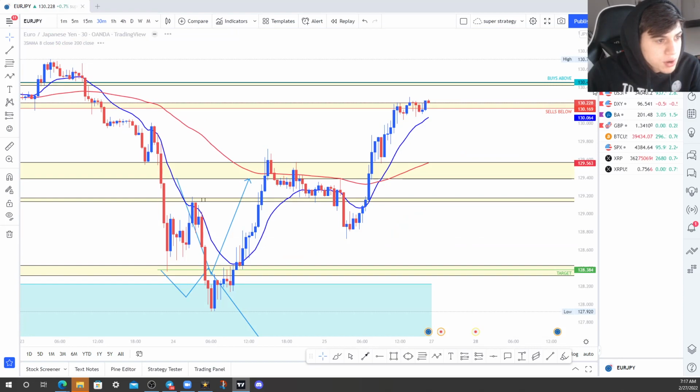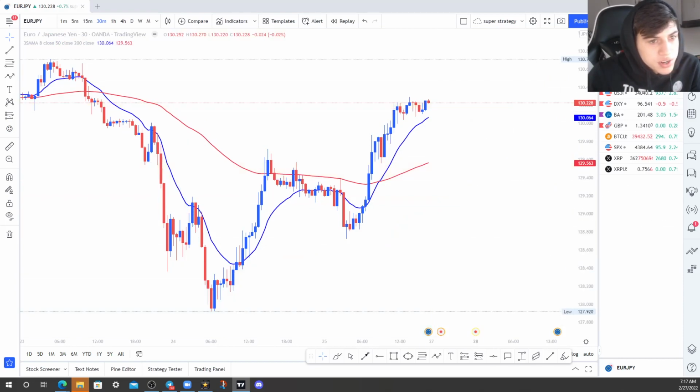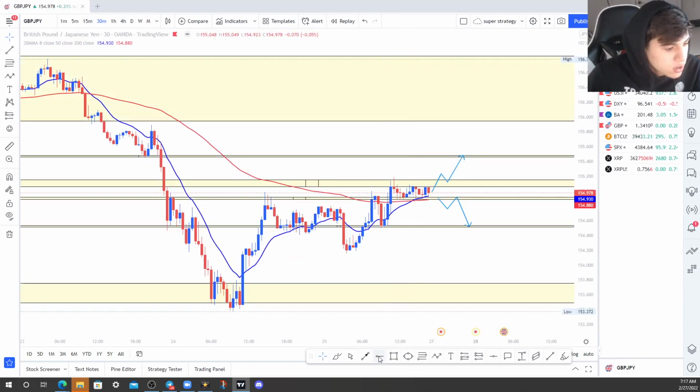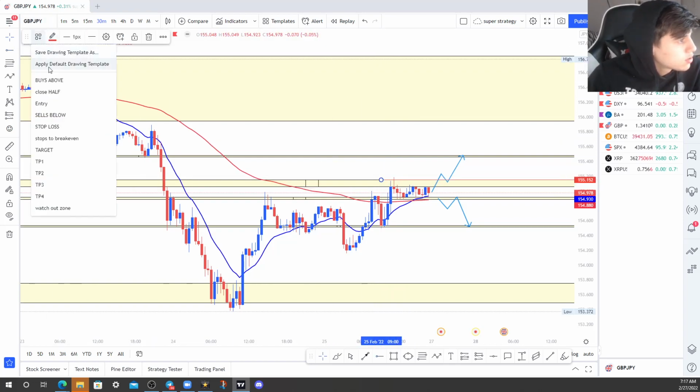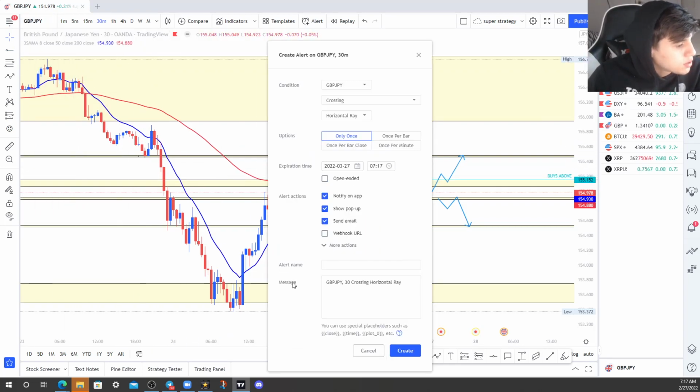So Euro JPY, I'll be waiting. Let me actually put my alerts here. It's buys right over here. I want to know once this area starts to break, buys above, okay.